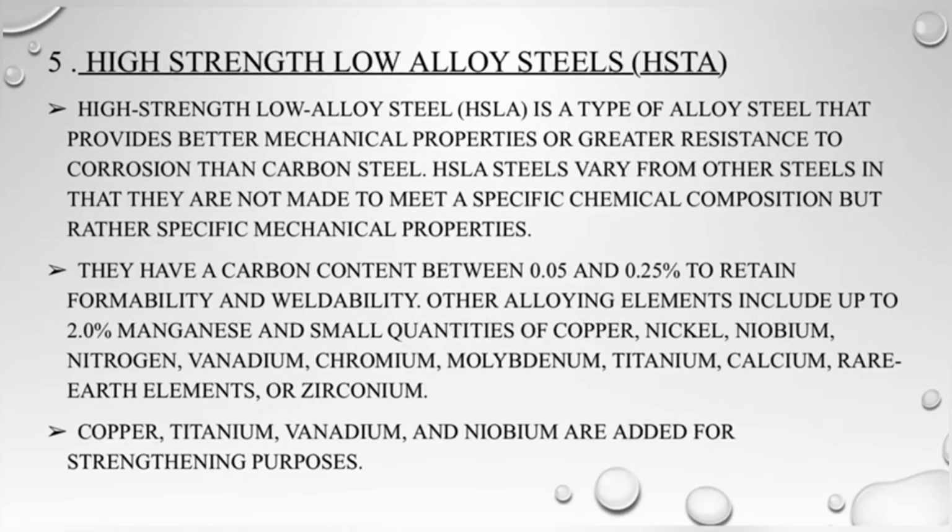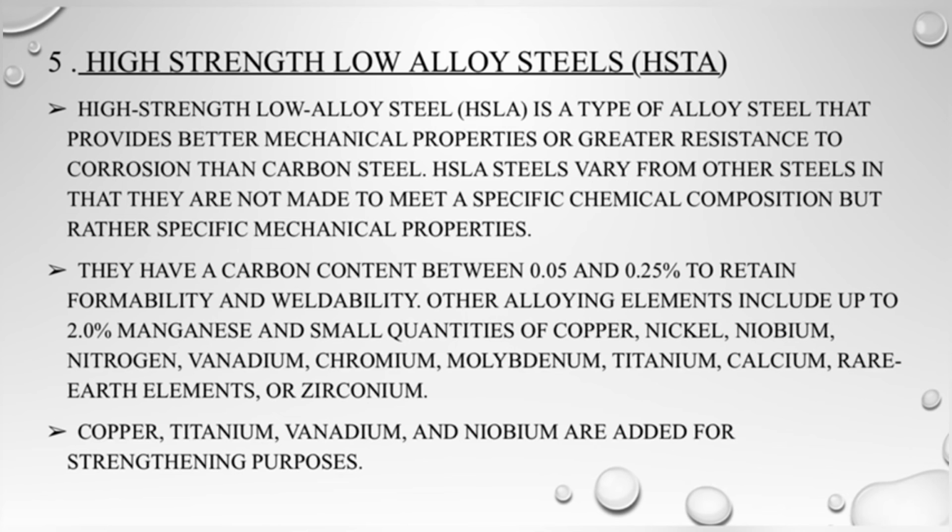So, high strength low alloy steel, HSLA, is a type of steel like carbon steel, but the difference between carbon steel and this steel is that this type of steel has higher resistance to corrosion and has better mechanical properties. And the thing is that the chemical composition of this steel will not be specific. It won't have a specific chemical composition, but rather will have specific mechanical properties.